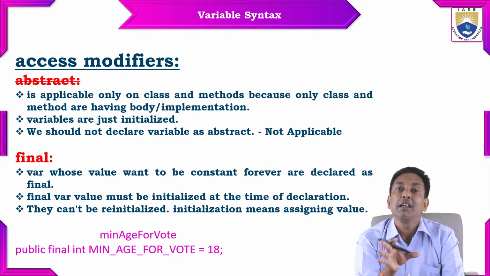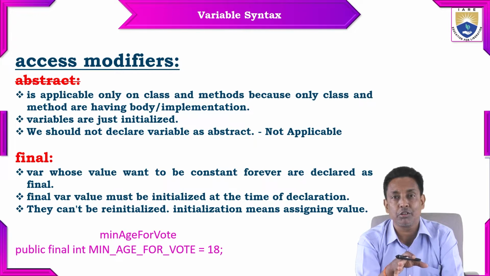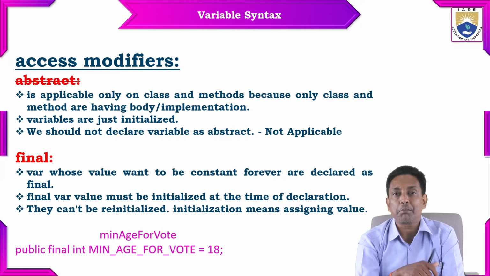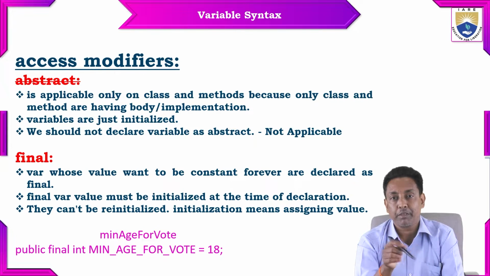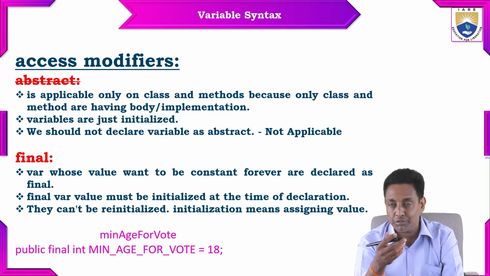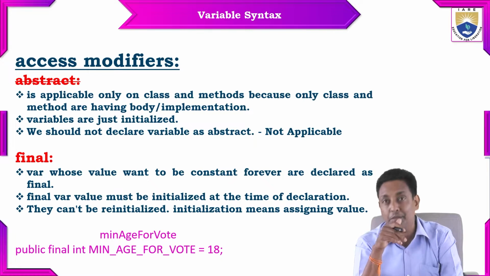Variables are having an initial value. Later on you can reinitialize the value any number of times. So for the variable there is no meaning in saying that there is no body or implementation. So we cannot apply abstract to variable. Unimplemented class exists, unimplemented method exists, but there is no meaning in saying that a variable is unimplemented. A variable is uninitialized, you can say, but not unimplemented. So abstract cannot be applied on variable.